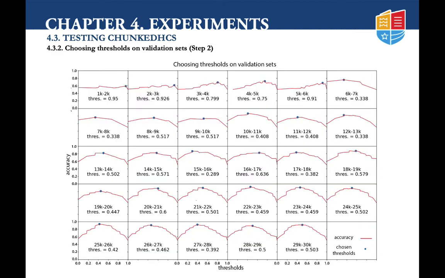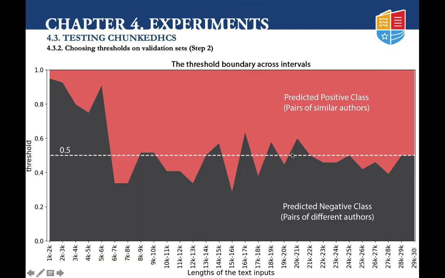Then for step two, choosing the threshold on the validation set, we have the threshold value here and we have the accuracy. For each of the intervals, the threshold choices have a different effect on the accuracy, and we only pick the threshold where the accuracy on the validation set is maximum. Then the threshold on the validation set changes across the length of the text input, and it converges to a common threshold value when the text gets longer.